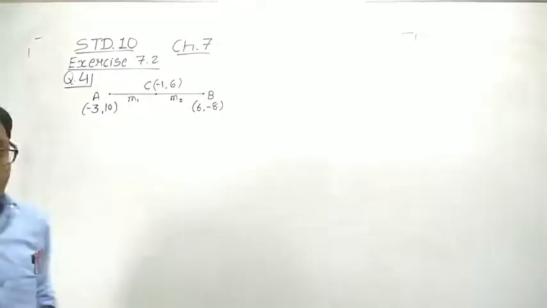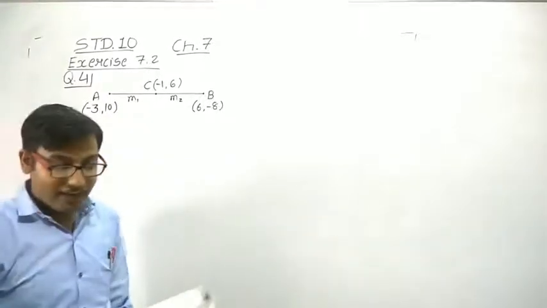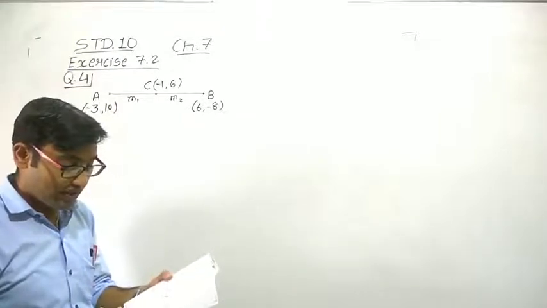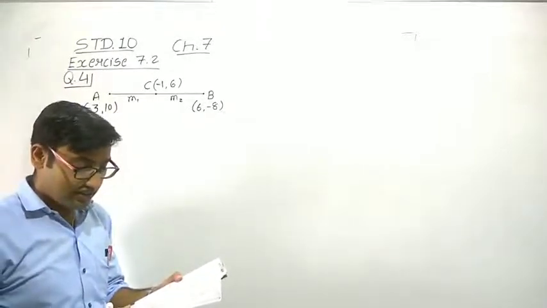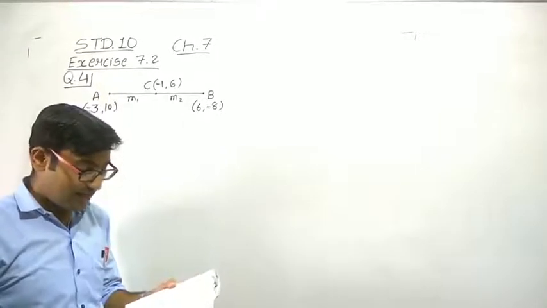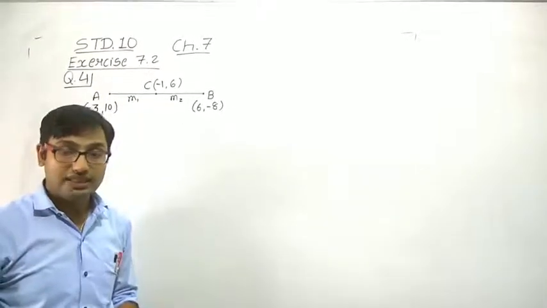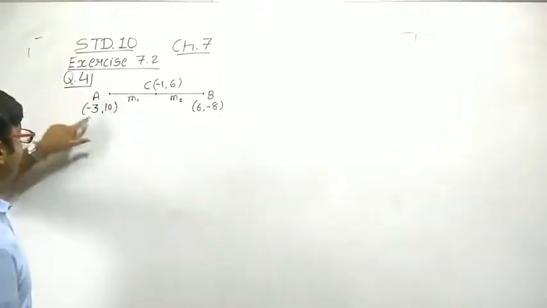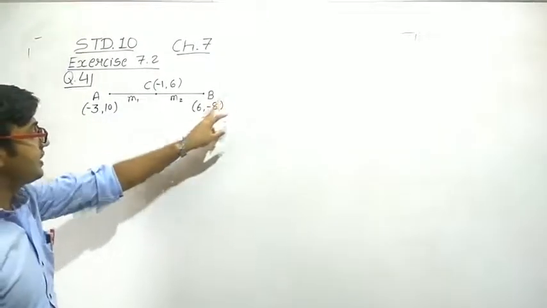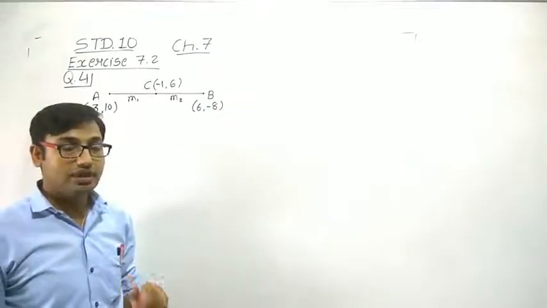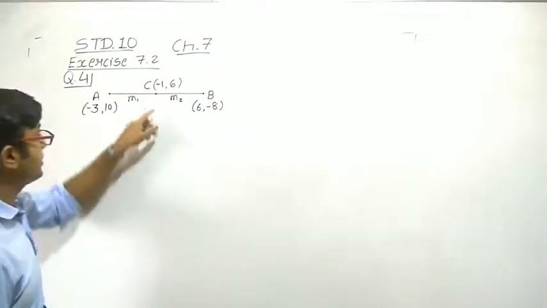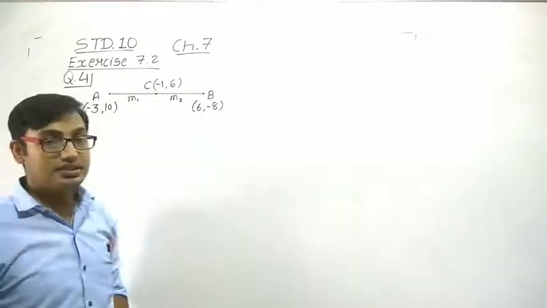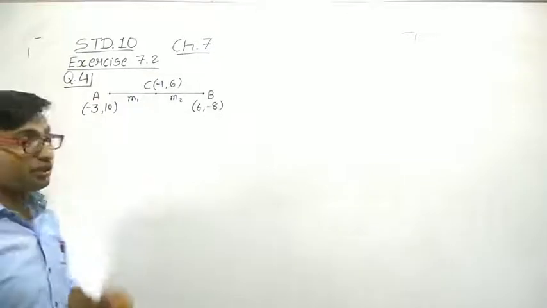So here what is the question? The question is: find the ratio in which the line segment joining the points (-3, 10) and (6, -8) is divided by (-1, 6). So let's suppose the two points, one is A (-3, 10) and the second one is B (6, -8), and the point which is given, let's suppose that point is C, and that is (-1, 6). So these all are the coordinates of the points.